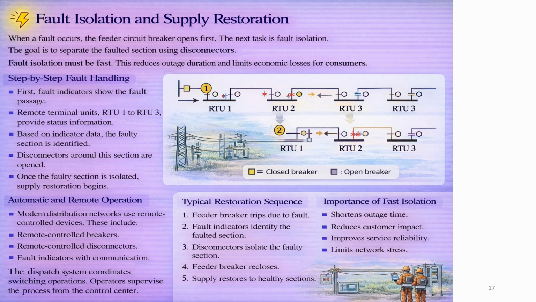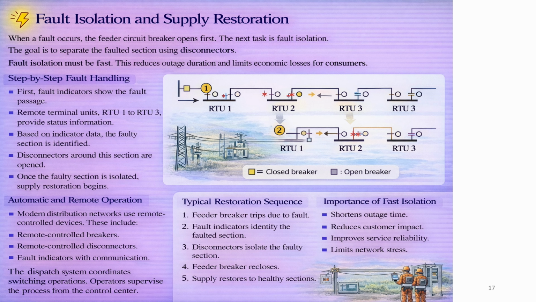Modern distribution networks use remote control devices. Those include remote control breakers and remote control disconnectors, fault indicators, and communicators. The dispatch system coordinates switching operations. Operators supervise the process from the control center.